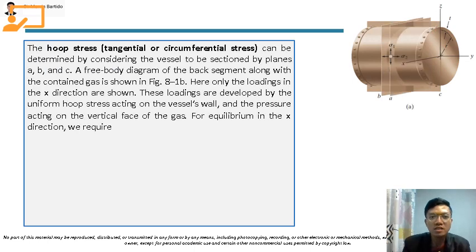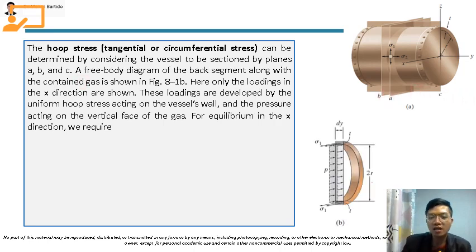The hoop stress, or tangential or circumferential stress, can be determined by considering the vessel to be sectioned by planes A, B, and C. If we get that segment, this will be that segment. A free body diagram of the back segment along with the contained gas is shown in figure 8.1b. So this is that figure.